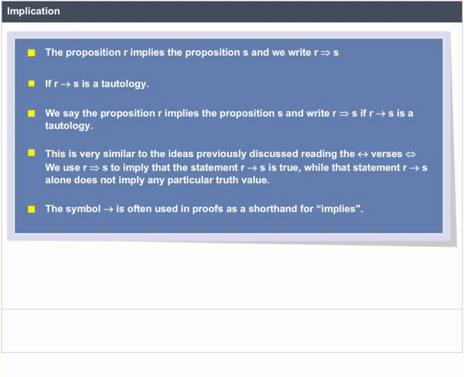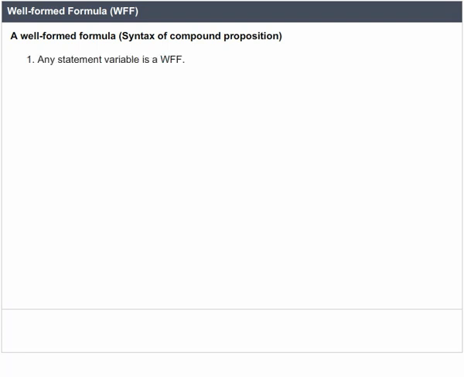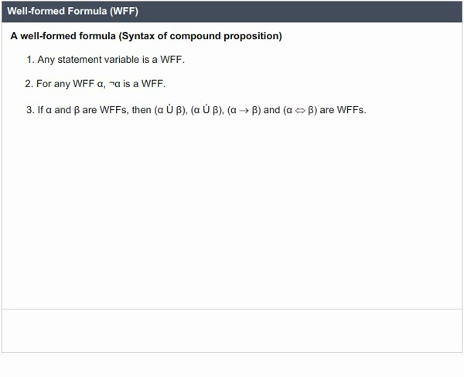Well-formed formula, WFF. Syntax of compound propositions. Any statement variable is a WFF. For any WFF alpha, not alpha is a WFF. If alpha and beta are WFFs, then alpha and beta, alpha or beta, alpha implies beta, and alpha if and only if beta are well-formed formulas, that is, WFFs. A finite string of symbols is a WFF only when it is constructed by steps 1, 2 and 3.